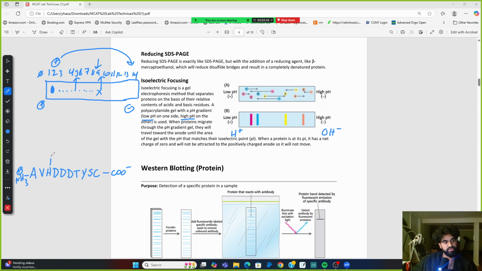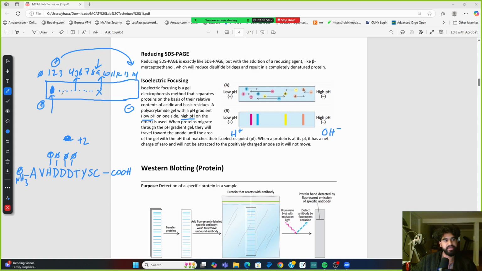Let's start out with everything protonated. This is going to have a +1. This is going to have a neutral. This is going to have a neutral. This is going to have a neutral. So the overall charge of this is +1. Actually, sorry. We're starting off with everything protonated, so this is going to have a +2 charge, right? We put it over here, right here.